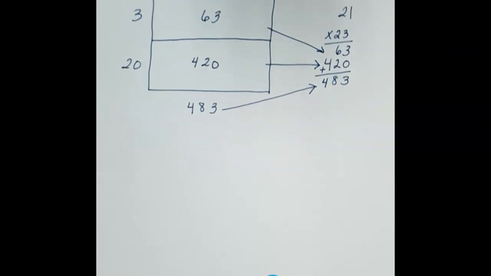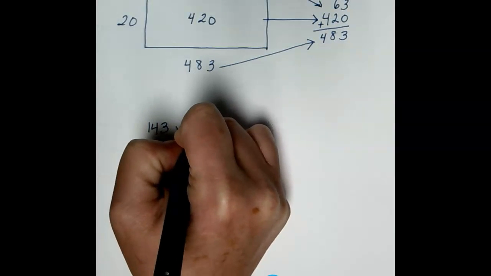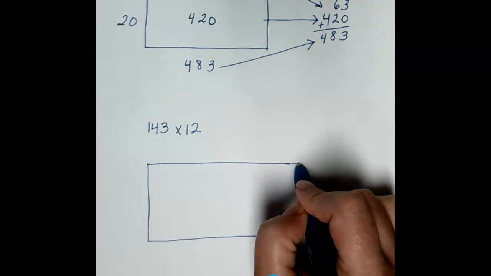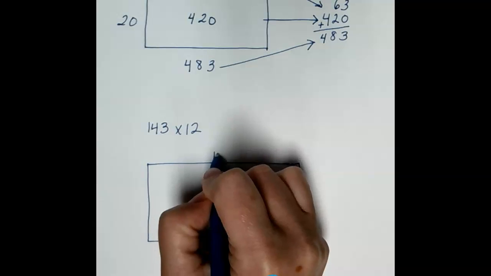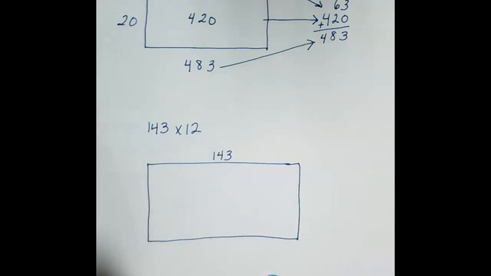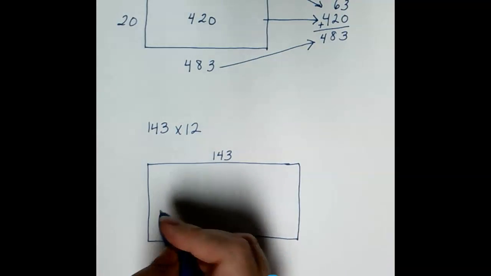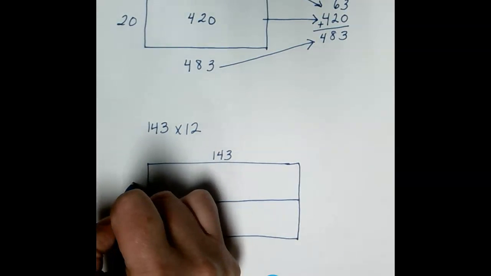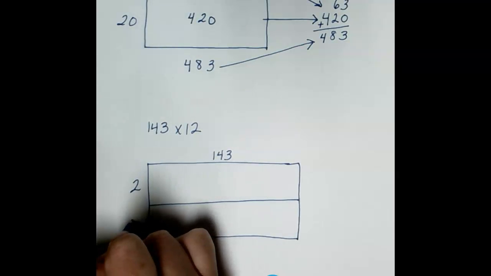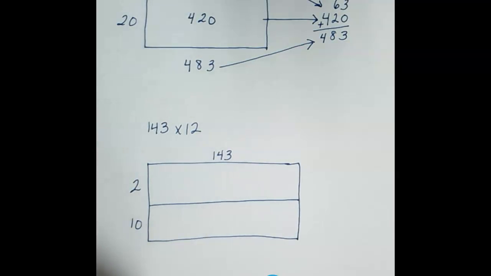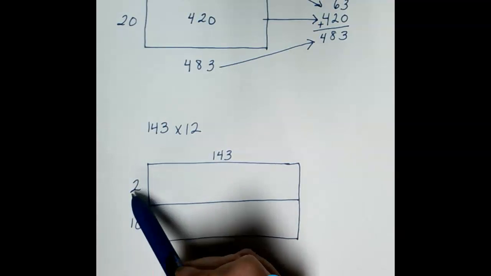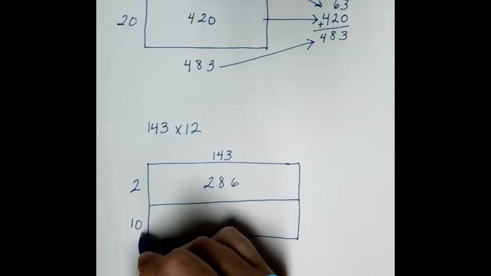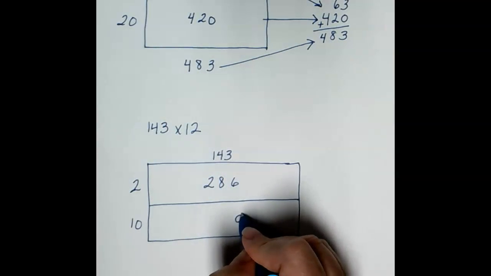Let's try another one together. 143 times 12. I'm going to draw my area. The 143 stays together. And there are two places in my 12, so I need two pieces of my area. I have a 2 in the ones place, and then I have one set of 10. And now I'm just going to multiply. There's a 0 in my problem.